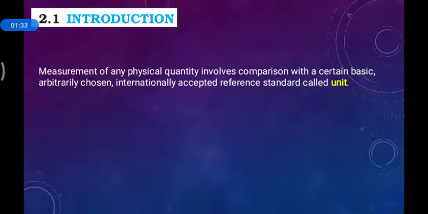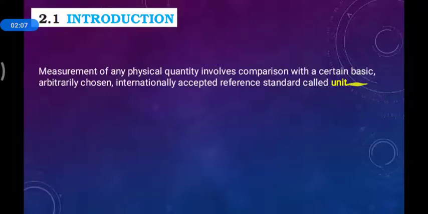The measurement of any physical quantity, for example mass, length, time, whatever you want to measure, involves comparison with certain basics. See, if you go to a market and buy 1 kg tomato, how do they judge 1 kg tomato is this much? Because they have a 1 kg basic thing, what is called a reference. They have the 1 kilo weight piece, so that is your basic.